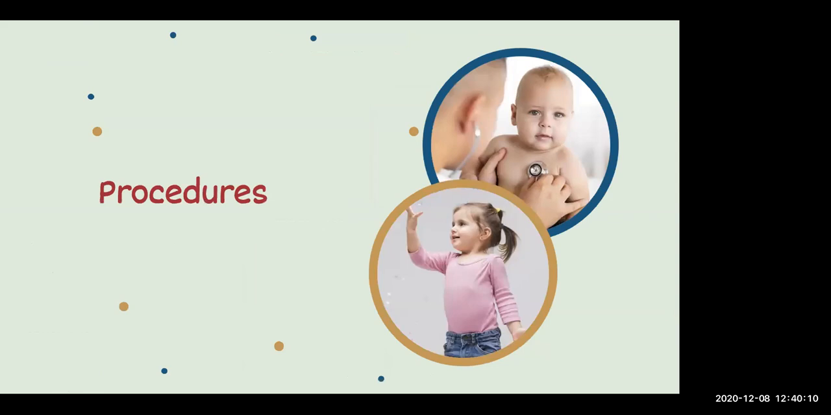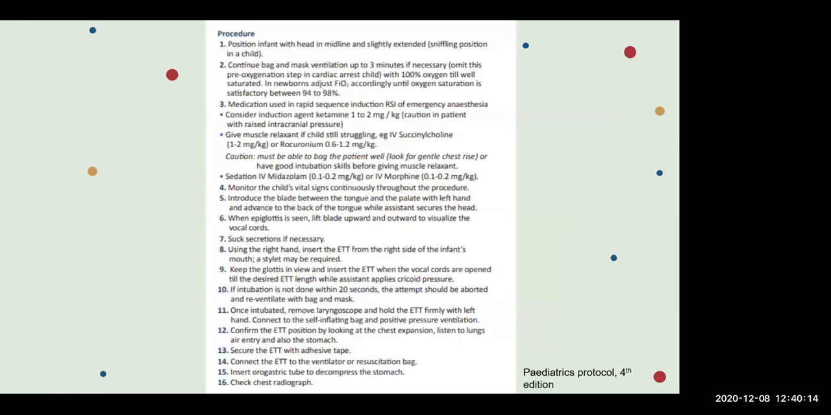Okay, moving on to the procedure. This is the list of procedures mentioned in the pediatric protocol 4th edition, but I will explain in the easiest way using this diagram.